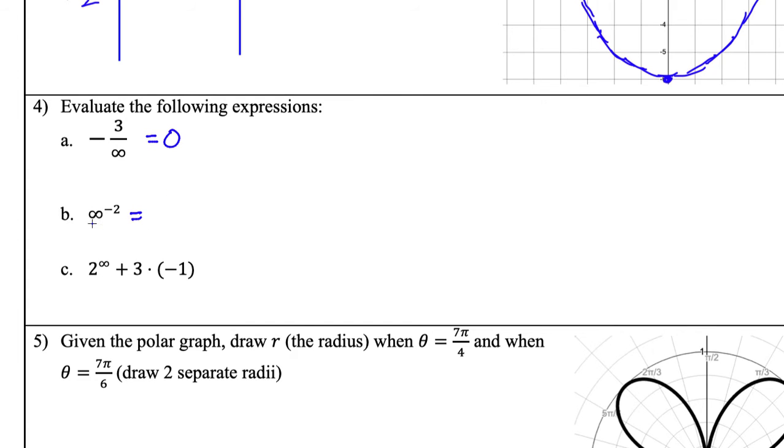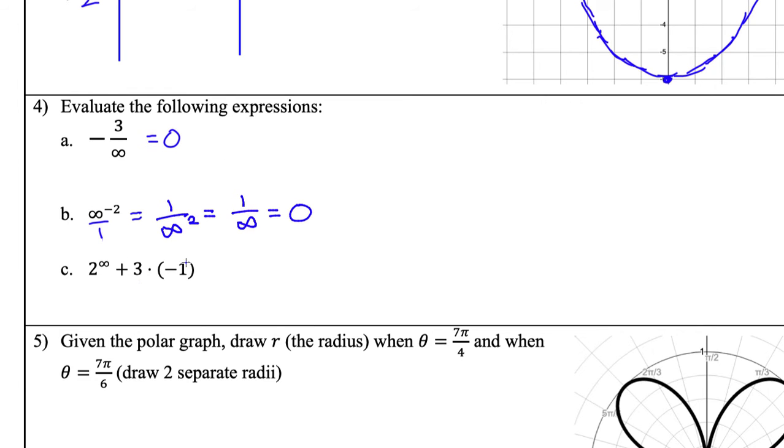So this is going to be the same thing as infinity to the negative 2 over 1. Whenever I have a negative exponent, I flip and then turn it positive. So it's going to be 1 over positive infinity to the positive 2, and we know that's the same thing as 1 over infinity, which is the same thing as 0. So the first two answers were 0.